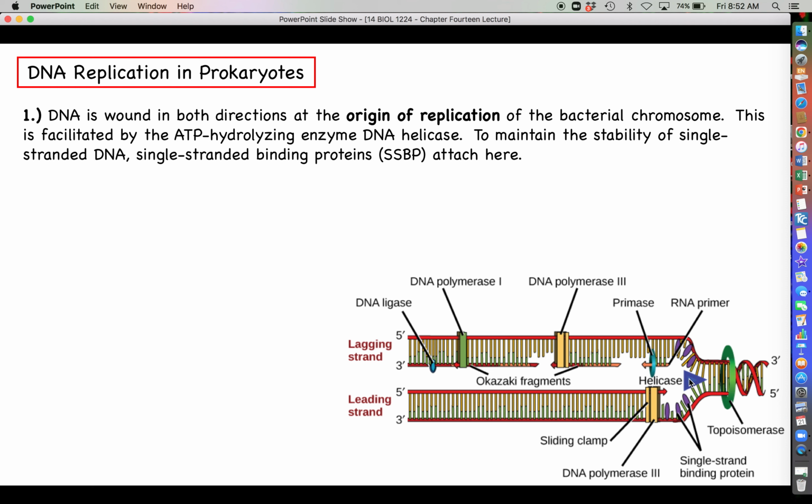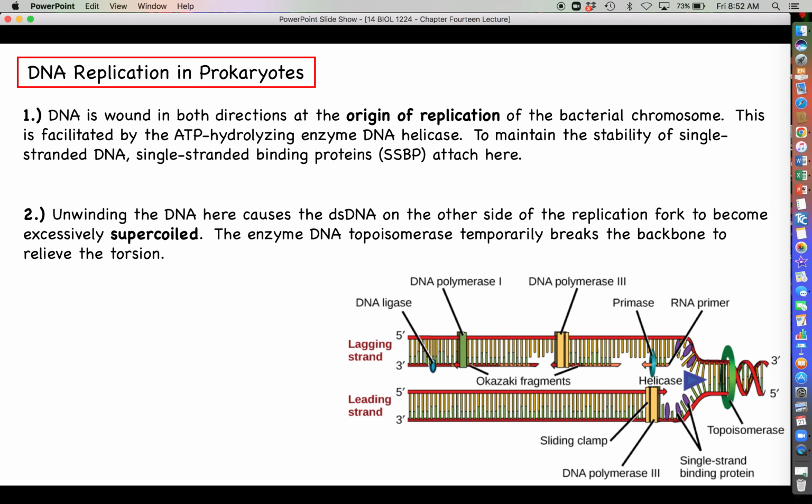DNA helicase's job is to unwind the DNA at the replication fork so that we can then obtain our two single-stranded template strands, and then we can start making complementary strands on top of it. And then you're going to notice here that we have a couple of proteins that bind to the single-stranded DNA called single-stranded binding proteins. They are there to maintain the stability of single-stranded DNA. And you'll recall that DNA doesn't really ever want to be single-stranded, so we have to have these proteins to kind of hold it in place.